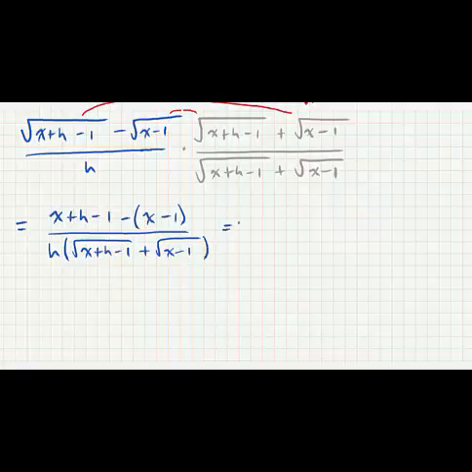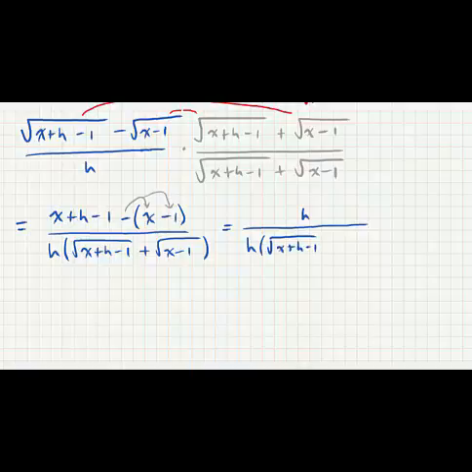Let's go ahead and simplify the numerator. Notice that this minus distributes to the x and to the minus 1. And we're going to have a lot of cancellation. We're going to have x minus x, so those cancel. We are going to have negative 1 plus 1, so that cancels. So we are left with simply h in the numerator and the same denominator.